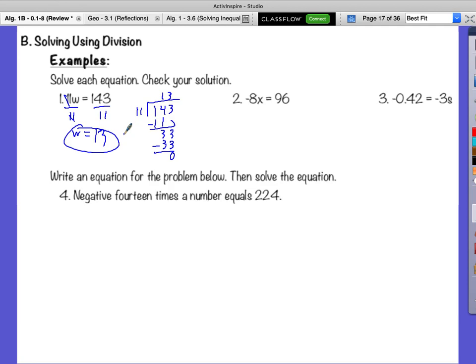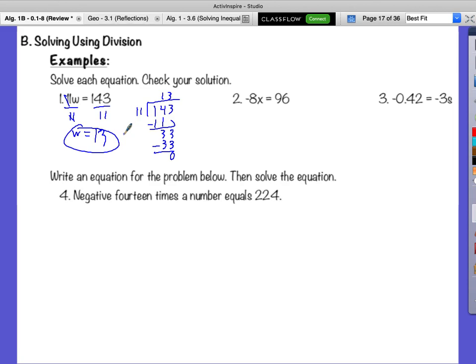Let's try this division on this side. It is subtraction. We need to divide. Oh, well, that didn't work out. Is that right? Can we do that? What operation are negative 8 and x doing? Both are multiplied. How do we do multiplication?